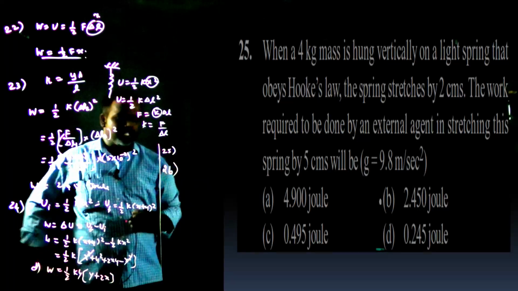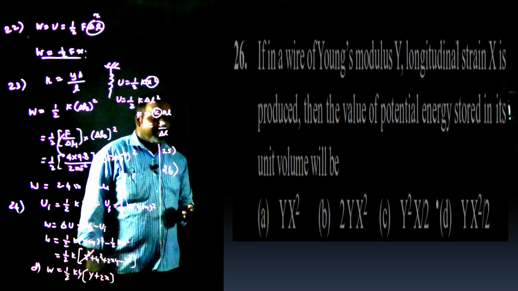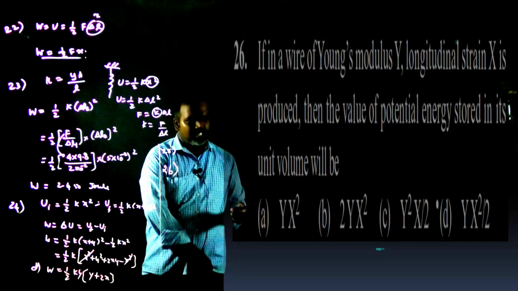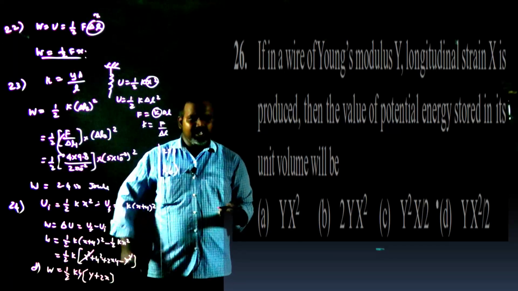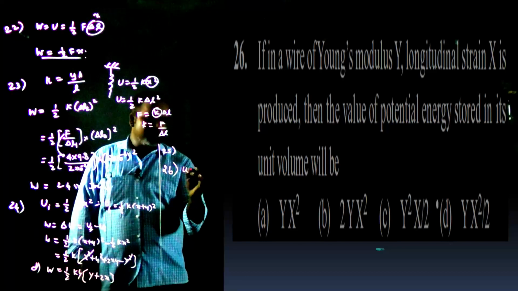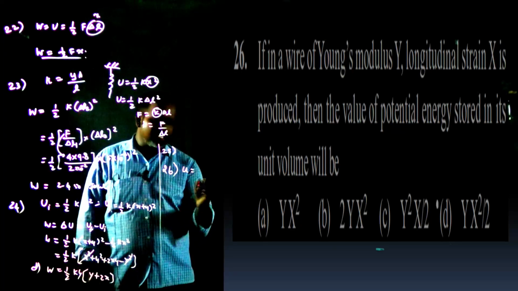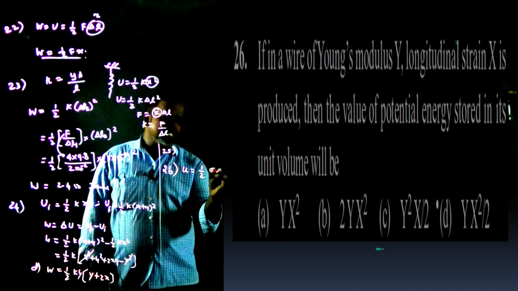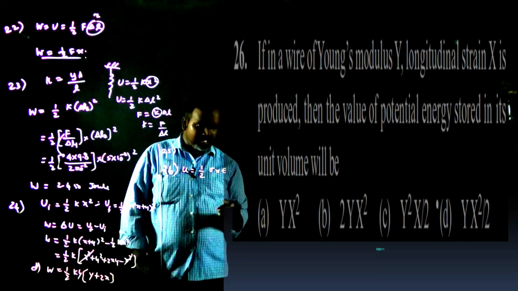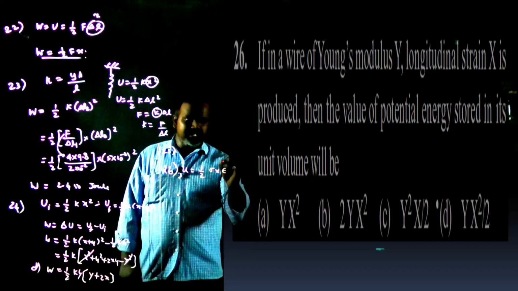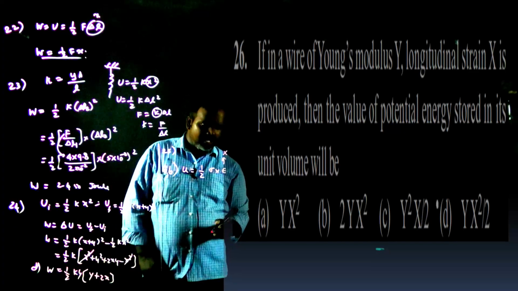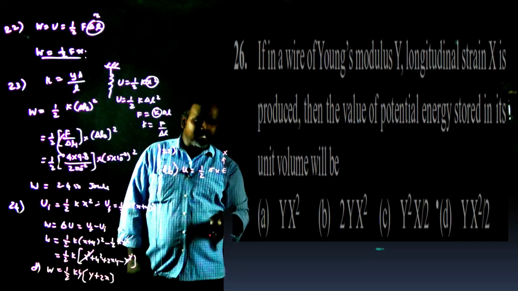Question number 26. If a wire of Young's modulus Y, longitudinal strain X is produced, then the value of potential energy stored in terms of unit volume. Just now we said, students, small u, energy density, is nothing but half of stress into strain. But you see that Young's modulus is given and longitudinal strain is given, so instead of epsilon, they have given X. So we have to give our answer in terms of Y.